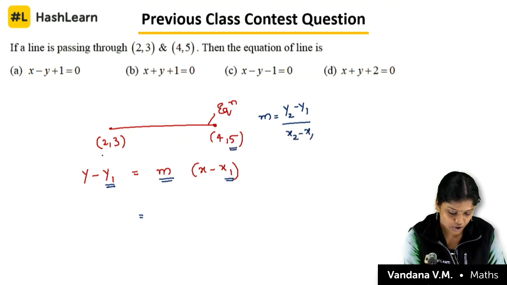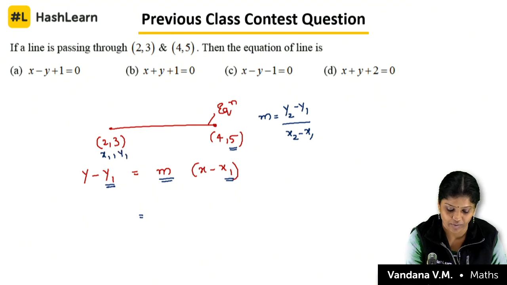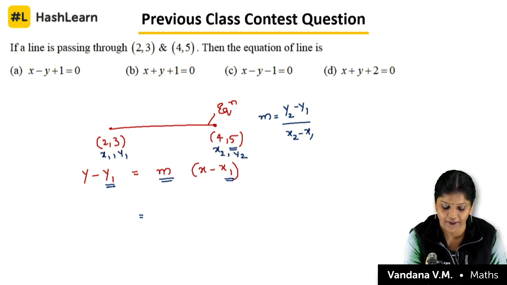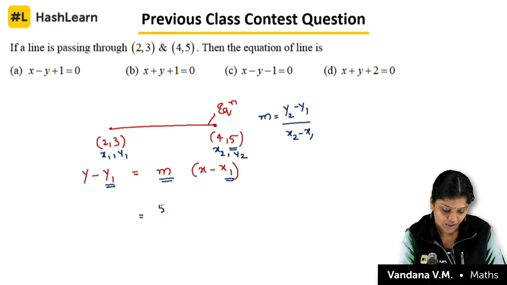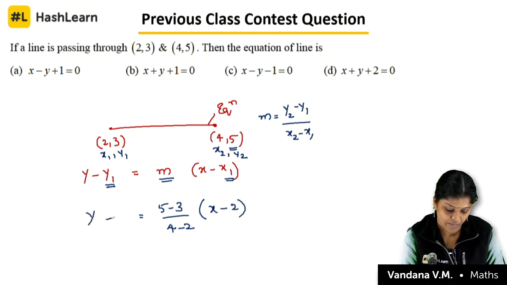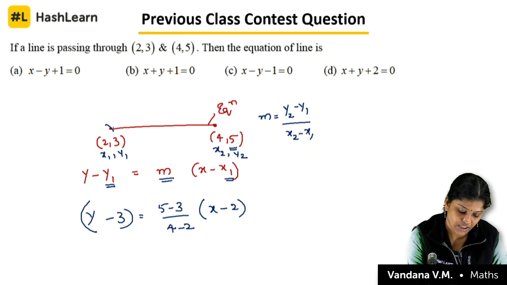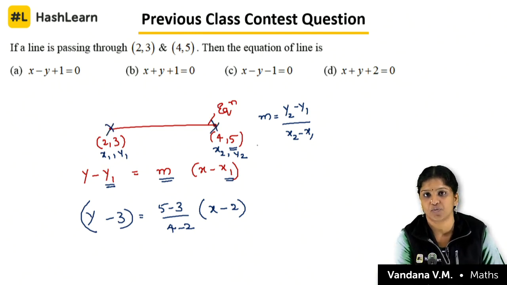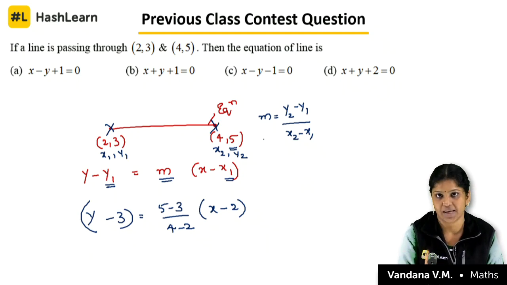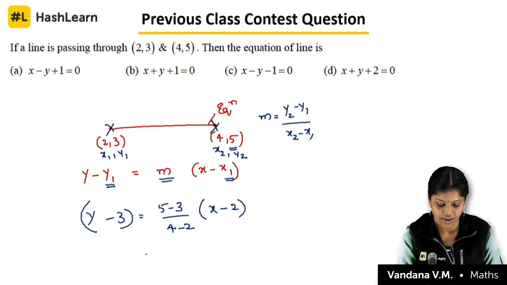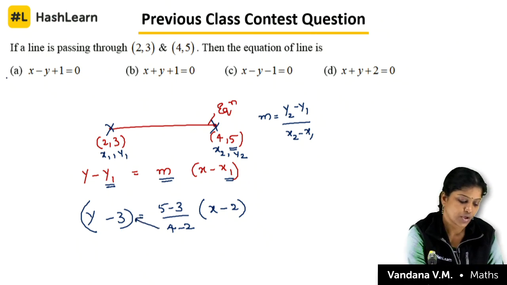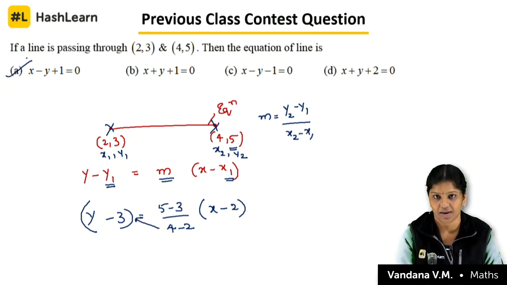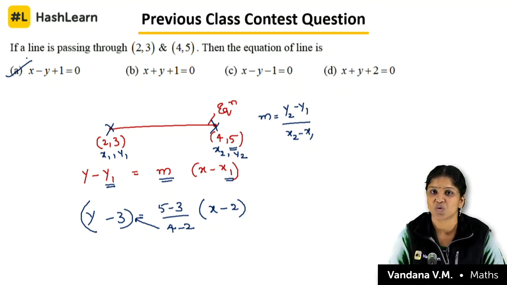What is y2 here? Just compare. You take this as x1, y1 and this as x2, y2. y2 minus y1, 5 minus 3, divided by 4 minus 2, into x minus 2, y minus 3. You can take the passing-through point as 2, 3 or as 4, 5. However, you will get the same answer, don't worry. If you solve this equation by cross multiplication, you will get the answer as option A. Unfortunately, there is no winner.